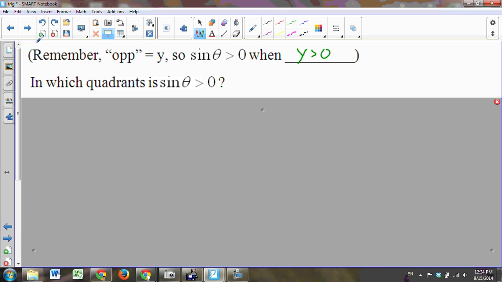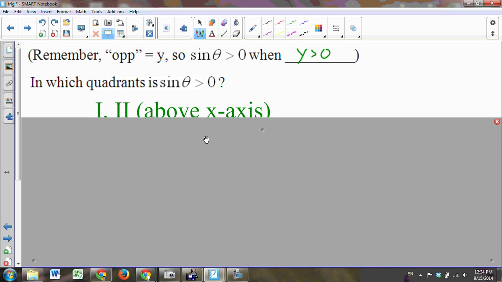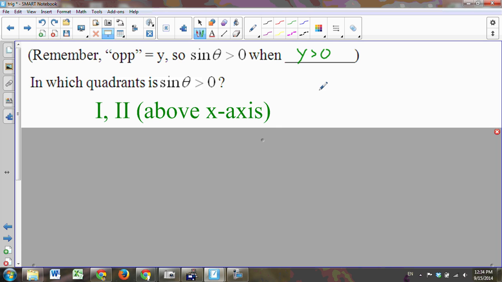So, a little summary here. Opposite is like a y. So the sine of theta is going to be positive whenever y is positive. So in what two quadrants is y positive? The first and the fourth quadrants.